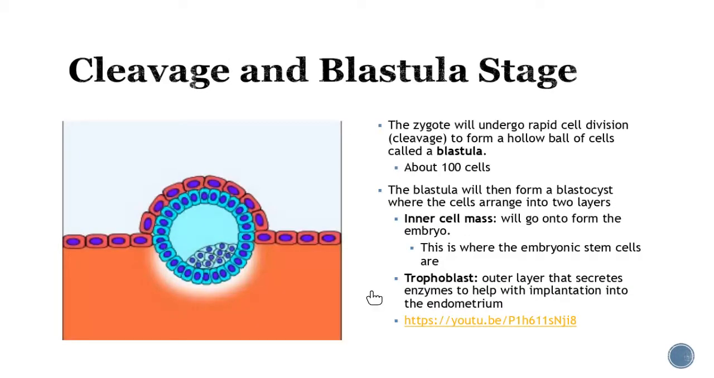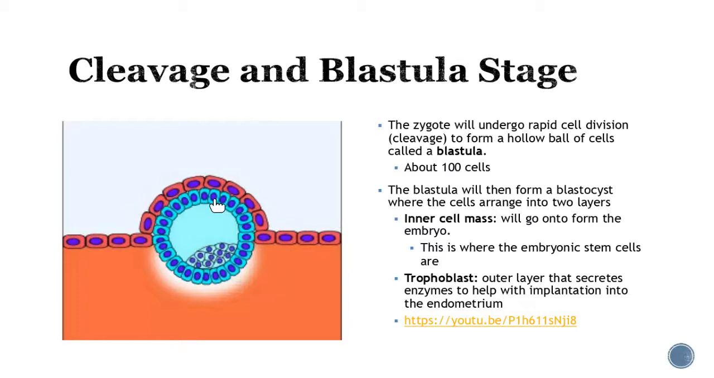So once the zygote is formed, it's going to undergo several rounds of rapid cell division. It's just going to keep undergoing mitosis over and over again and form this hollow ball of cells, which is called a blastula. Now, eventually, the blastula is arranged to form what we call a blastocyst, and it's going to look like this right here.